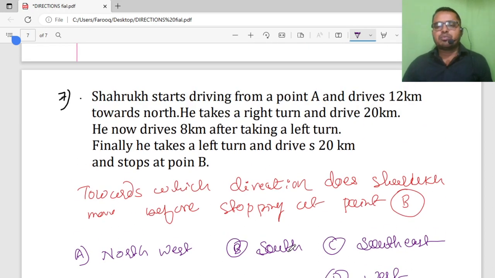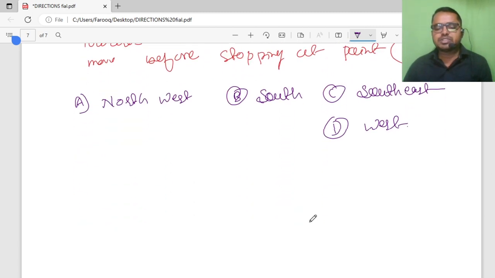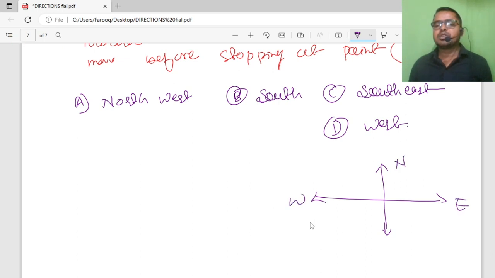Shahrukh starts driving from point A and drives 12 km towards the north. North means Shahrukh is here. Now the prime directions or main directions we can say are east, west, north, south. Get the problem here.